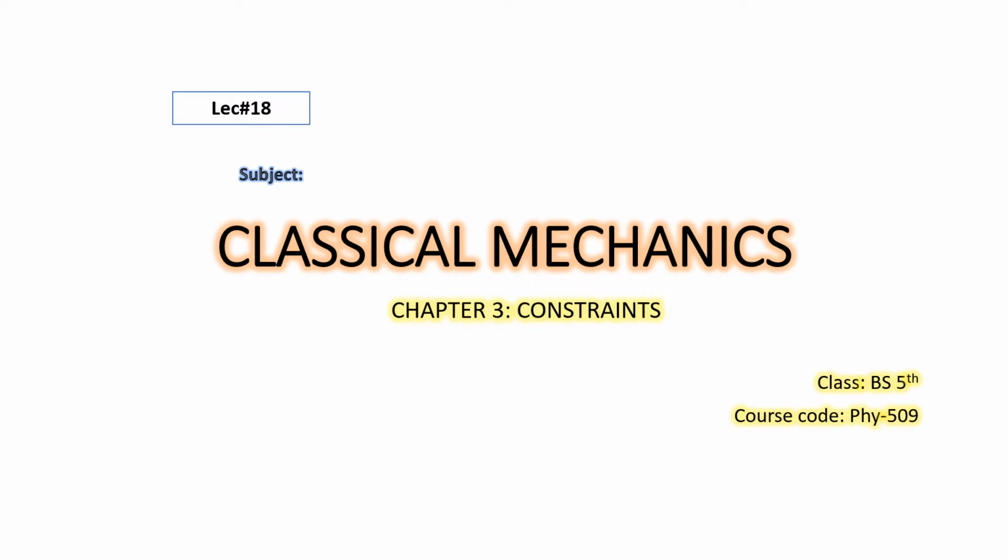We continue with chapter number 3, on constraints, for BS 5th, and the course code is PHY 509. As we have derived the Lagrange equation and done some examples already, now we have to do another example, example 3, and another example, number 4, explaining their solutions, and at the last we have some references.